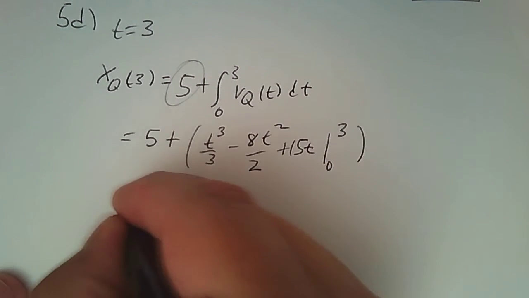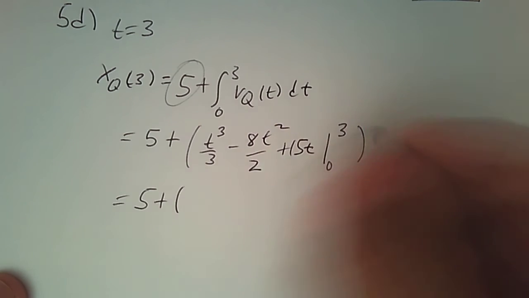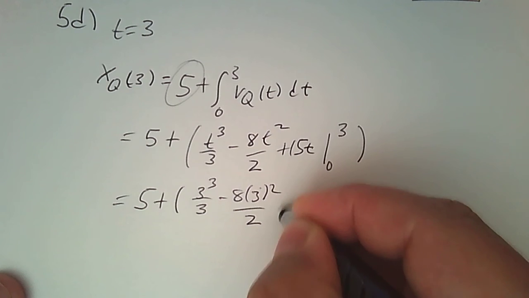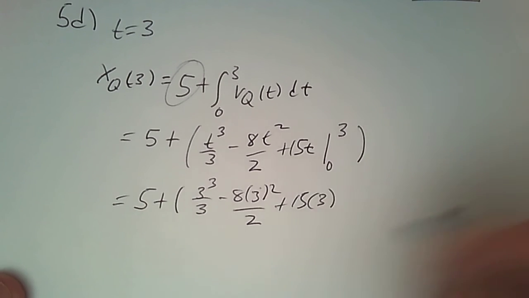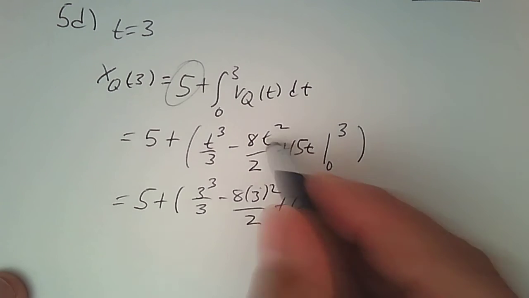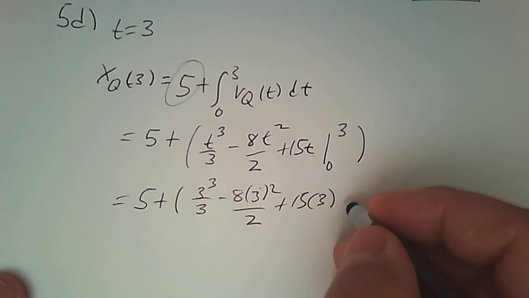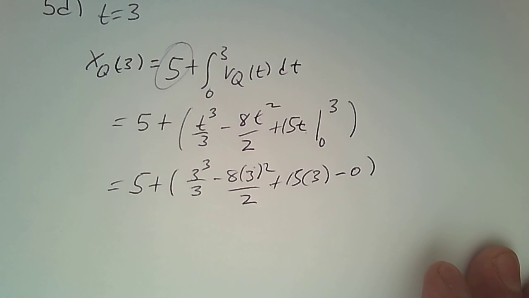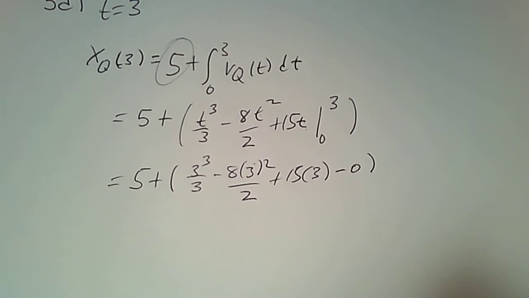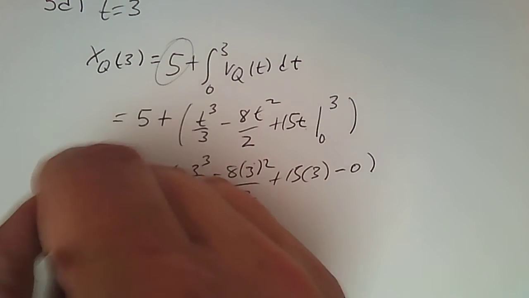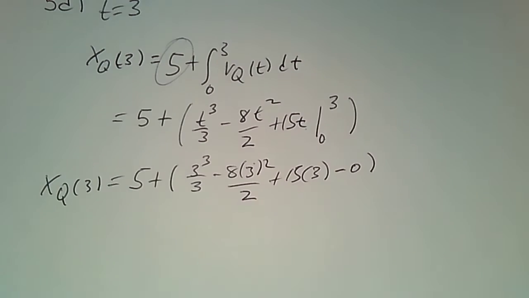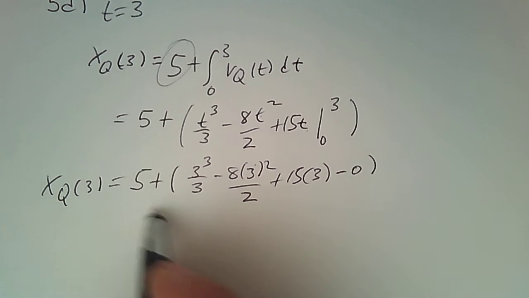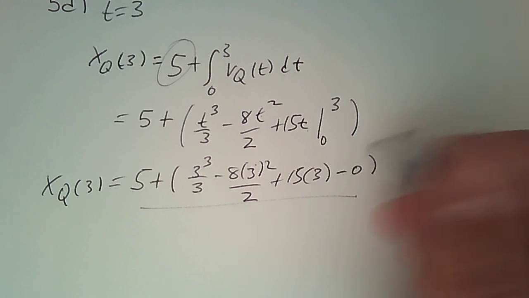Step 1 is to plug in 3. So it's 3 cubed divided by 3, 3 squared divided by 2, and then 15 times 3. When you plug in 0, obviously the answer is 0, so you subtract 0, nothing else. You don't have to simplify that, and that's the answer. So the position of particle Q at 3 is this answer. If you did simplify it, the answer was 23.